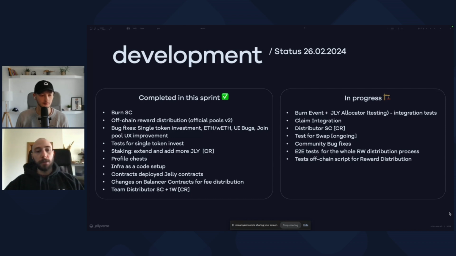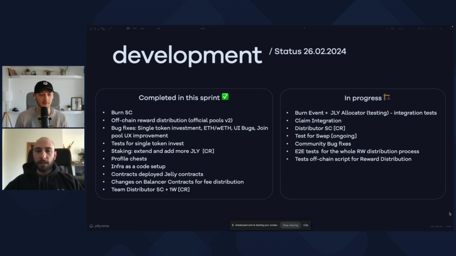The Balancer smart contracts have been deployed for some time. A lot of bug fixes regarding those contracts, usually on the front end side, since those contracts are pretty straightforward, have been completed. And we are well on the way to have everything ready relatively soon. We don't want to make any hard promises, but relatively soon.